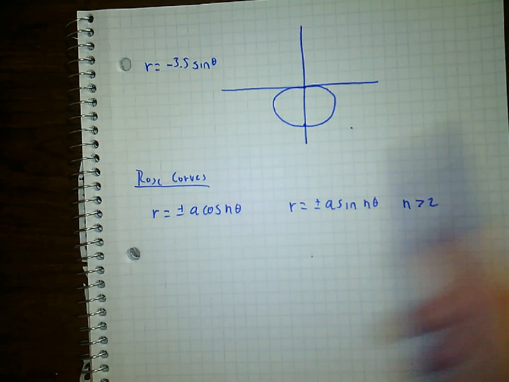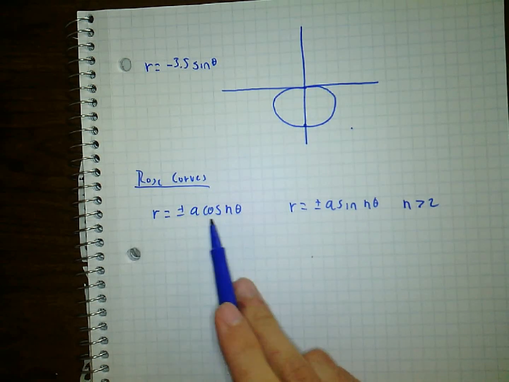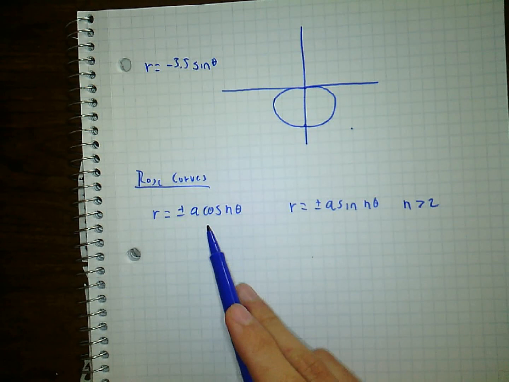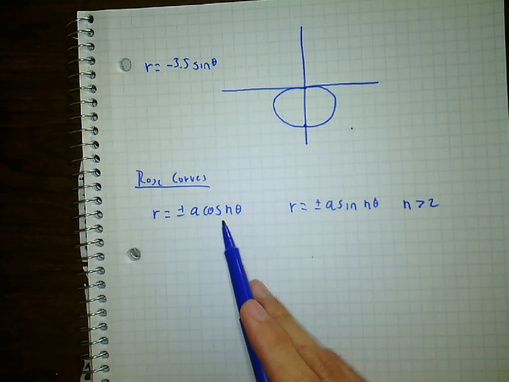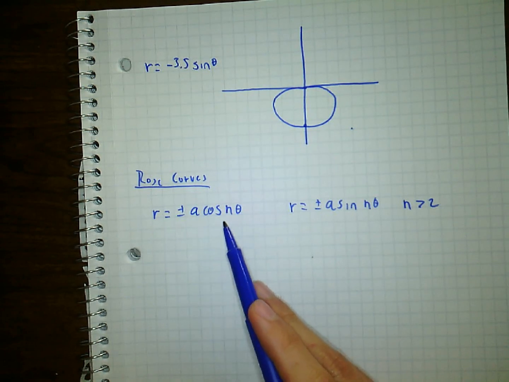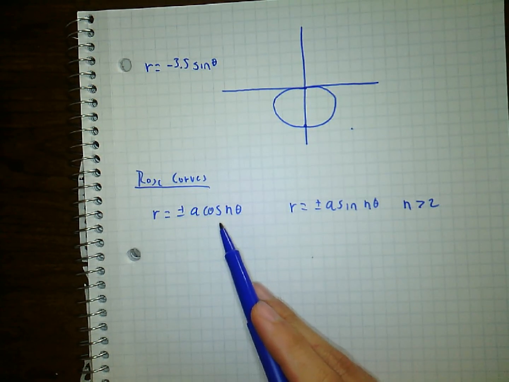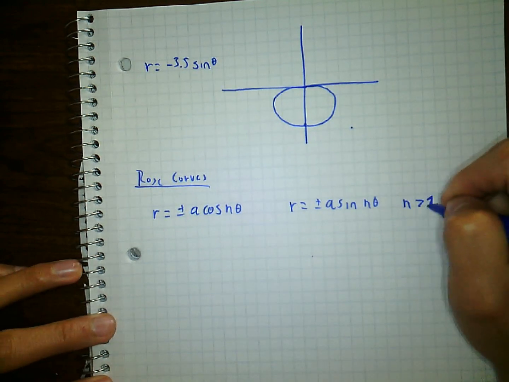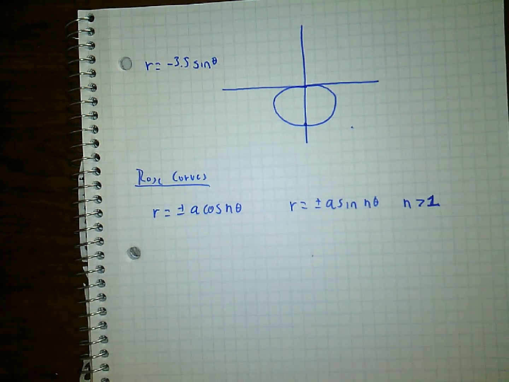Well, first of all, if n is equal to 1, then that would just be a circle, and we just talked about that. If n equals 2, actually, I'm sorry. It's not greater than 2. My mistake. It has to be greater than 1. I was thinking about something else. My apologies, guys. It has to just be greater than 1, because if it is 1, then you're going to have a circle.